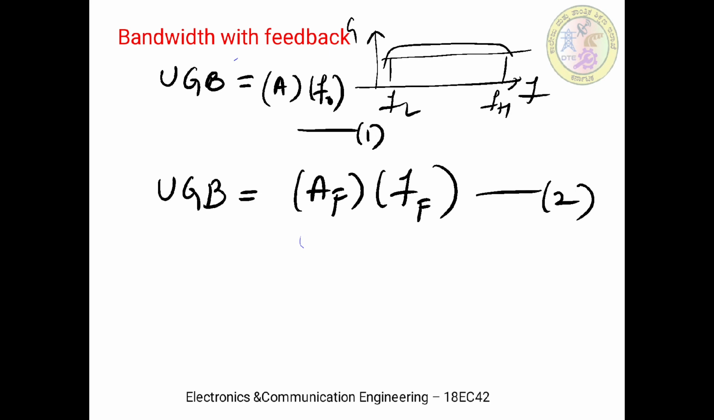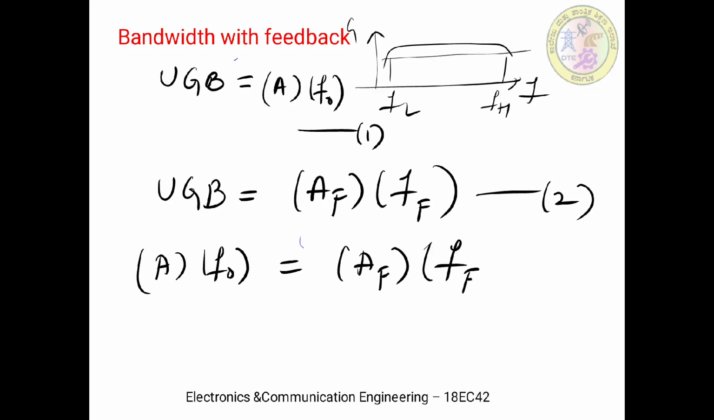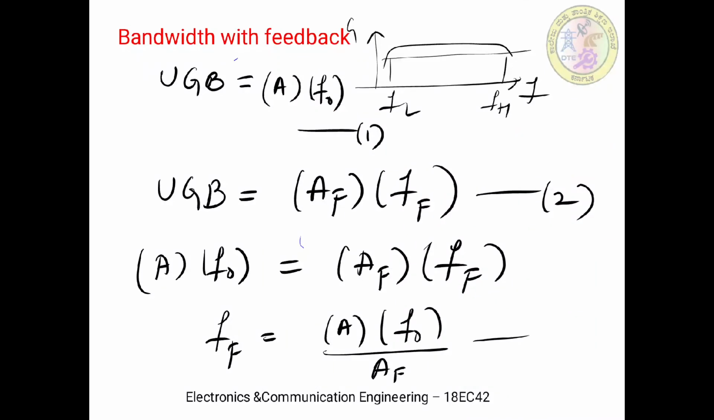So equating equation 1 and 2, A into F naught is equal to AF into FF. Therefore FF, that is the break frequency in presence of feedback, is equal to A into F naught divided by AF. We will take it as equation 3.